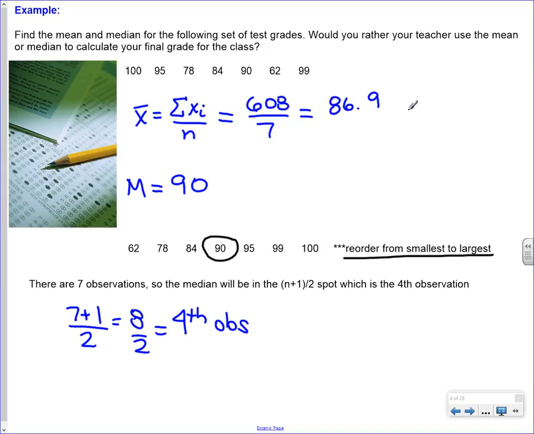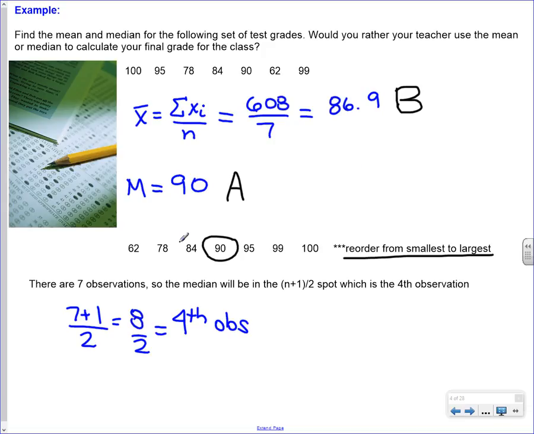So if we were assigning letter grades, based on the mean, you would get a B. Based on the median, you would get an A. So obviously, which one would you rather use? Well, the median, right? But looking at this data, why is the median higher than the mean? Or why is the mean lower than the median?